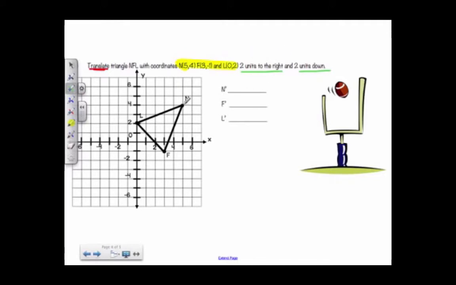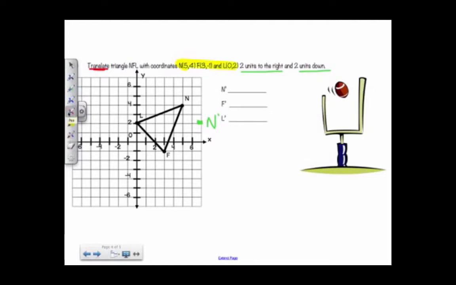So what I'm going to do is I'm going to take my N right here, and I'm going to go 2 units to the right and 2 units down, and that is my new coordinate right there. So this right here is the new N, so I'm going to call it N prime. It's literally that easy. So again, you just go to the right 2 and then go down 2. Please press pause and then try with F and L, and then come back and see how you did compared to how I did.